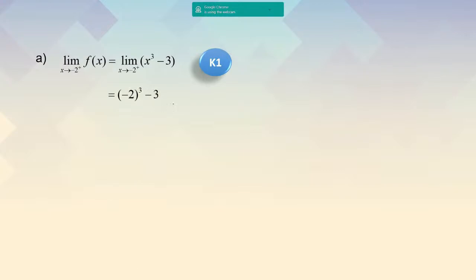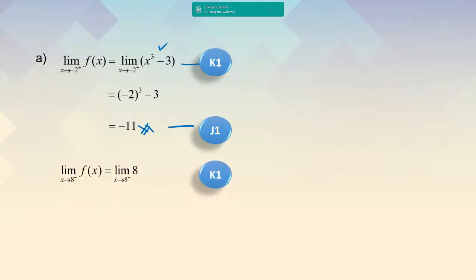I've shown earlier why we get x cubed minus 3. So you just substitute the value of x, -2. You'll get the limit of f(x) as x approaches -2 from the right is -11. So the marks are K1 and J1. And then the limit of f(x) as x approaches 8 from the left, the limit is 8. So the answer is 8 also. K1, J1.